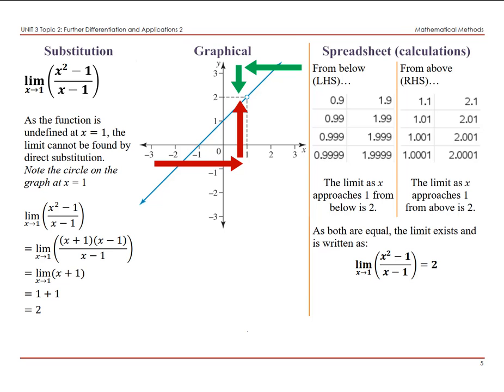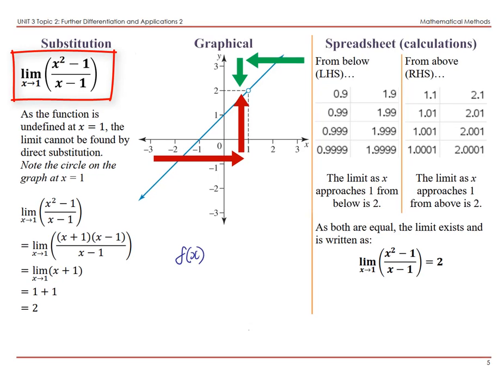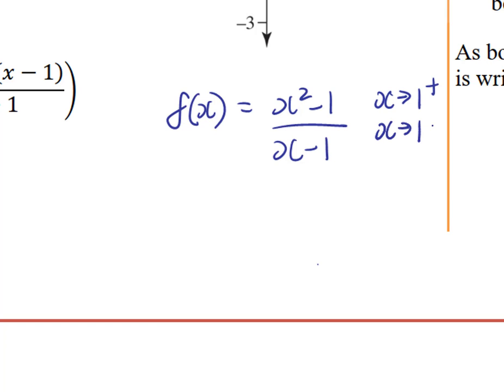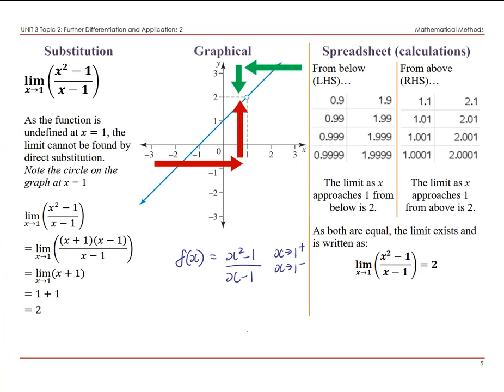Let's look at another example. This time we're looking at x squared minus 1 over x minus 1, and again the limit as x goes to 1. So our function, remember we're finding the limit of a function here, not a gradient. So f of x equals x squared minus 1 over x minus 1. And we want to know what happens to this function as x approaches 1 from above, and as x approaches 1 from below. And that's how we can define above and below.